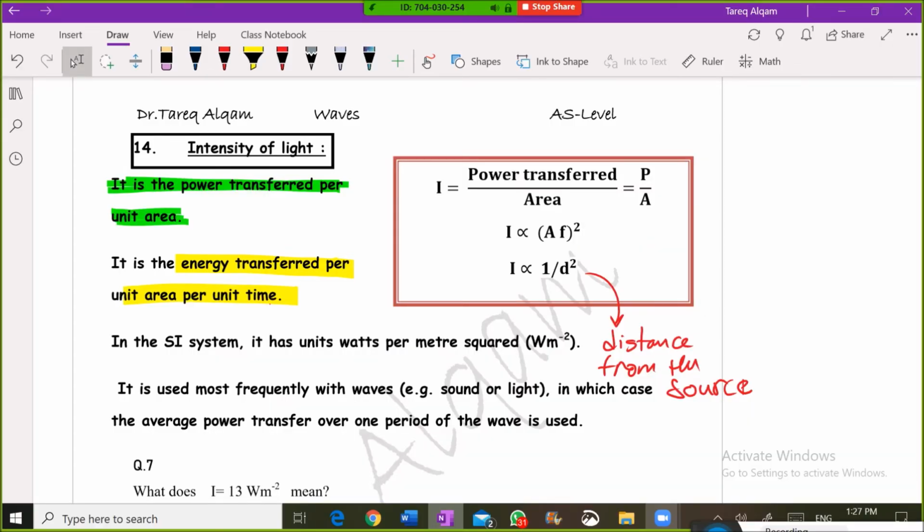Number 14. It's the intensity of light, which is an important point, guys, which we will be commonly asked about. What is meant by intensity of light? It's the power transferred per unit area. I can define it like this: power transferred to a certain area.